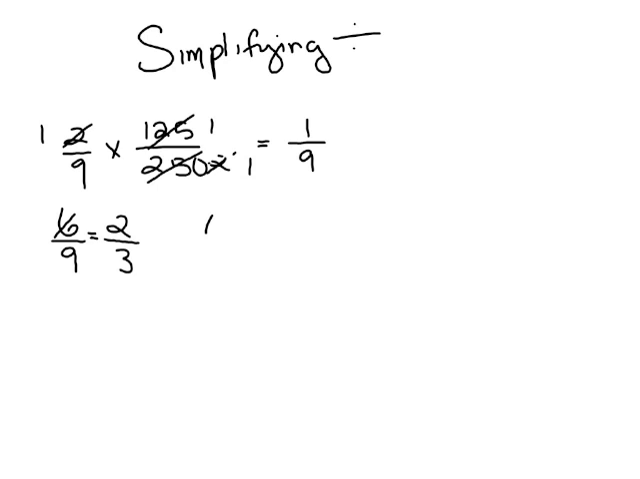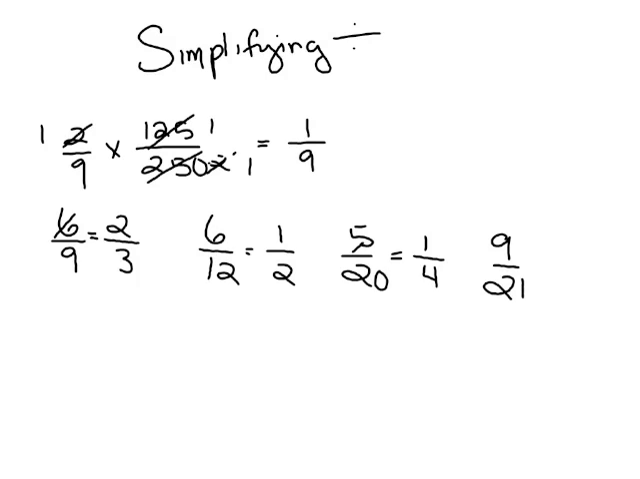How about 6/12? What will that simplify to? 1/2. 6 goes into itself once and then 12 twice. 5/20 is 1/4. They're both divisible by 5. 5 goes into itself once and into 20 four times. And 9/21? What number should I use? I should use a 3. They're both divisible by 3. Okay, so 3/7.